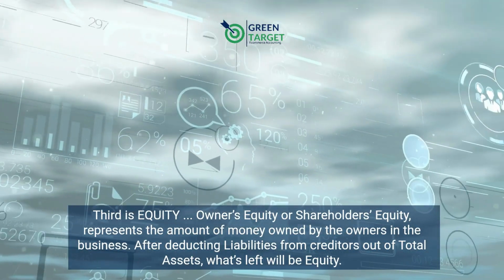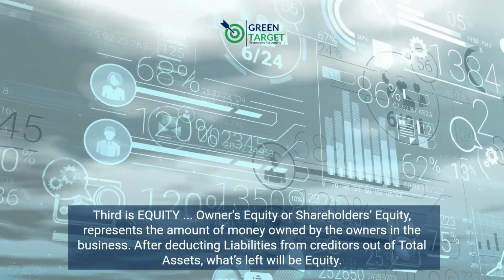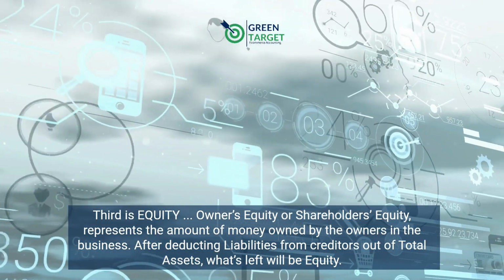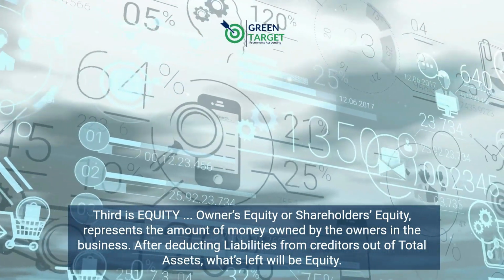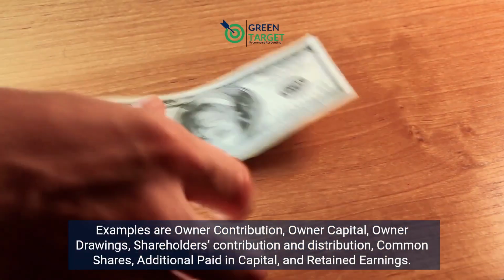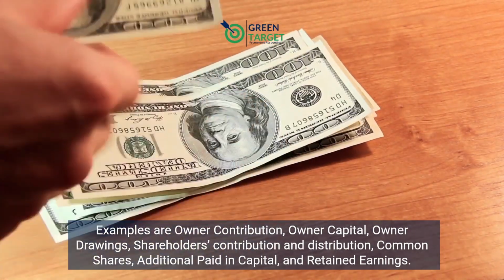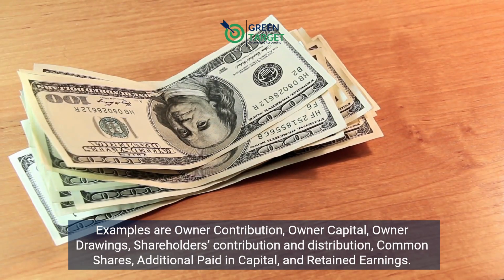Third is equity. Owner's equity or shareholder's equity represents the amount of money owned by the owners in the business. After deducting liabilities from creditors out of total assets, what's left will be equity. Examples are owner contribution, owner capital, owner drawings, shareholders' contribution and distribution, common shares, additional paid-in capital, and retained earnings.